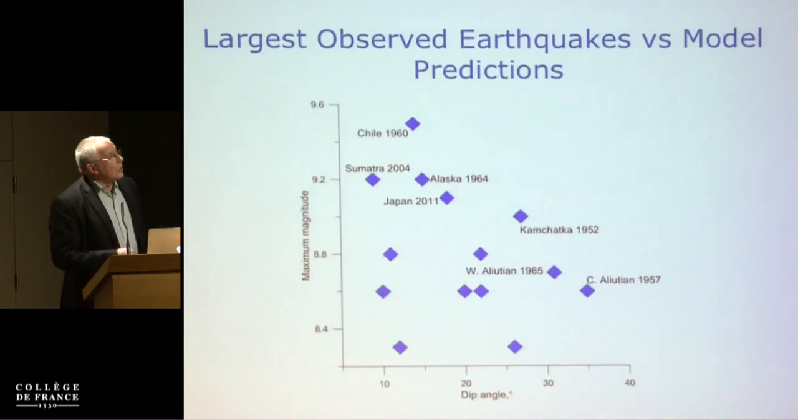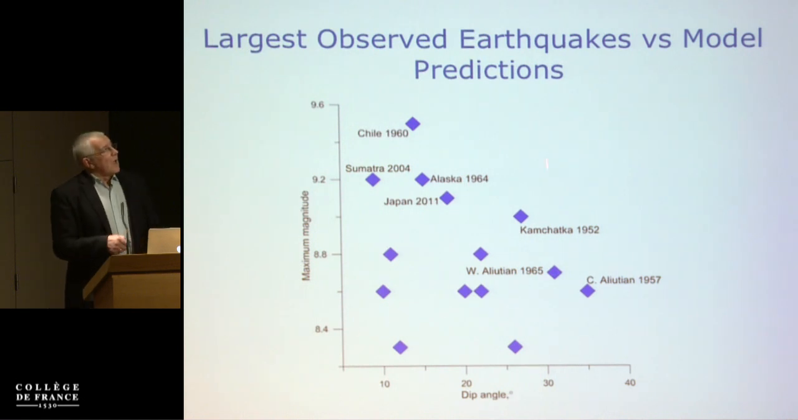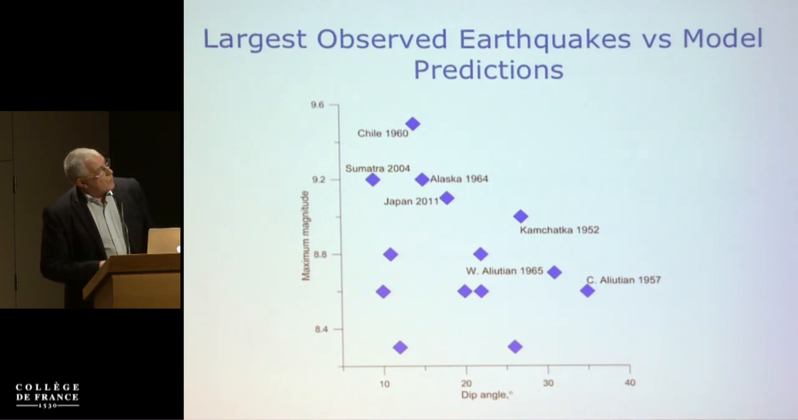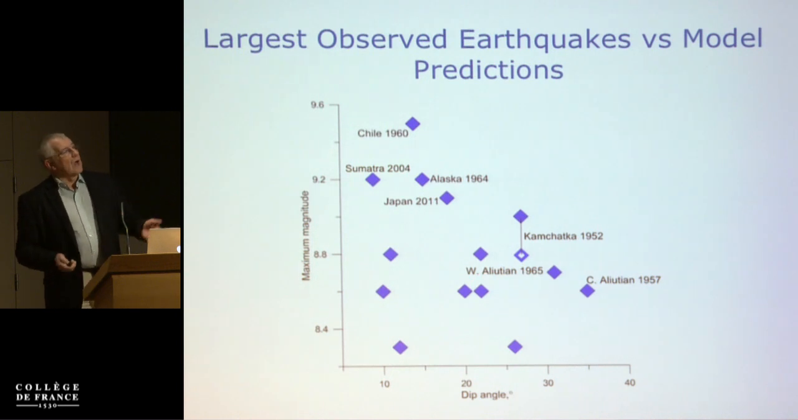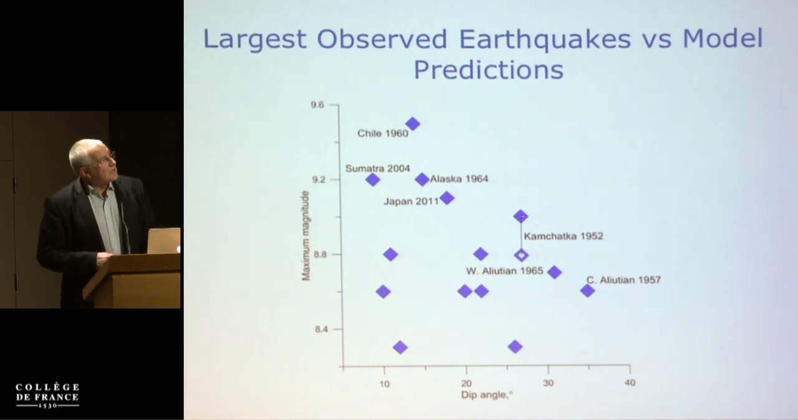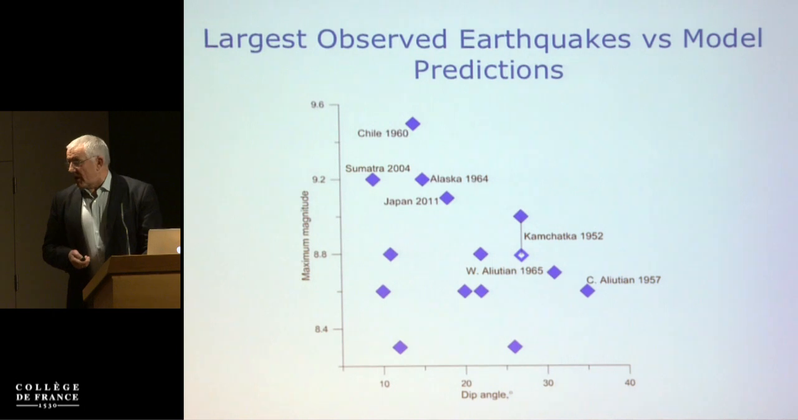And finally, we can test our models by comparing predicted maximum magnitudes with observations. So here I put all earthquakes with magnitudes higher than 8.3. And you see some of them are indicated here. Let's focus on this Kamchatka one. This was downgraded. Some people like Stein and Okal and several others suggested that actually it was not 9, but 8.8 or 8.9. So let's put it in its recent position, this Kamchatka earthquake. And now we can compare our prediction. What is our prediction for the maximum magnitude?